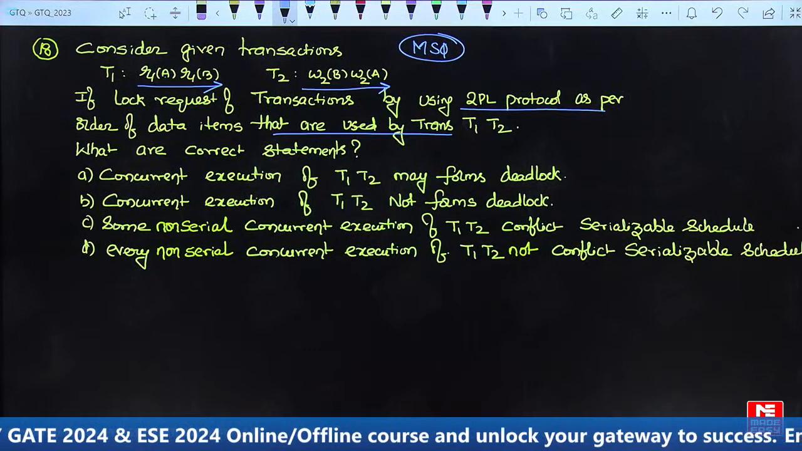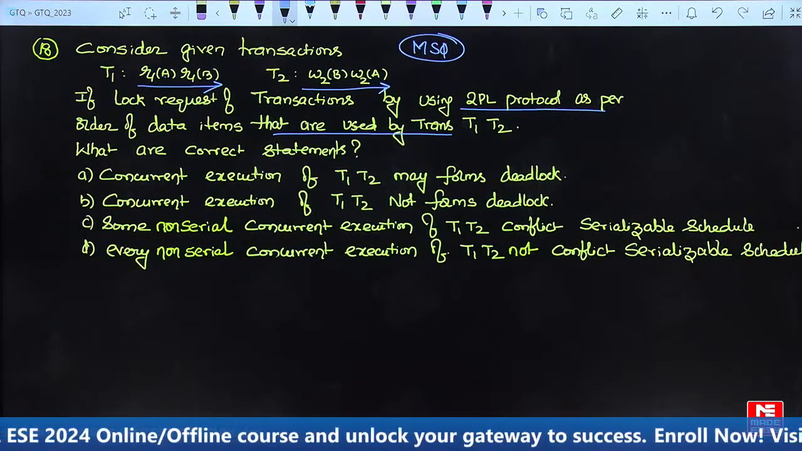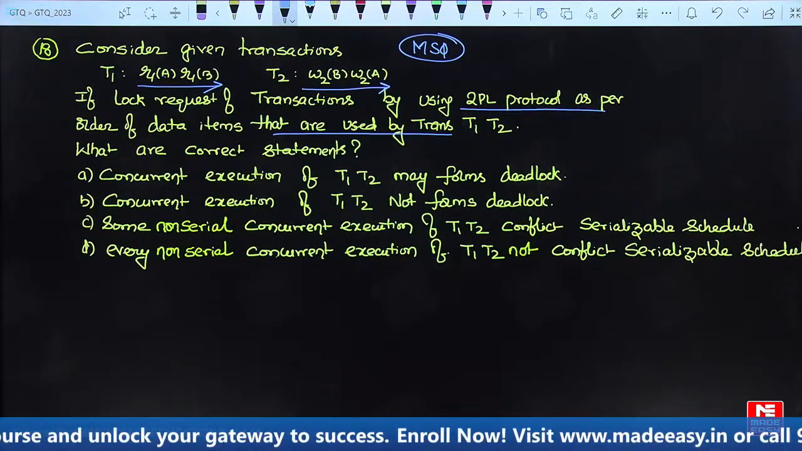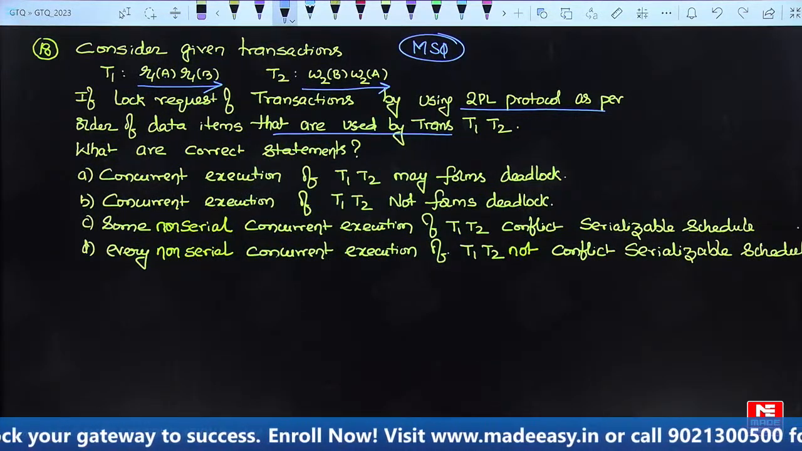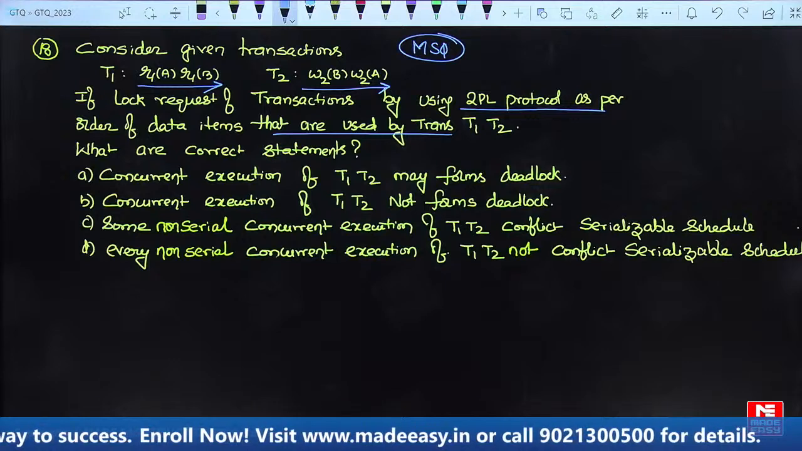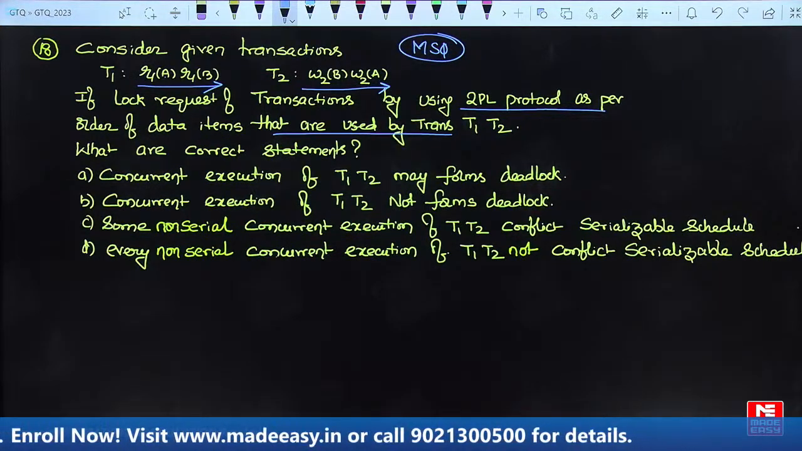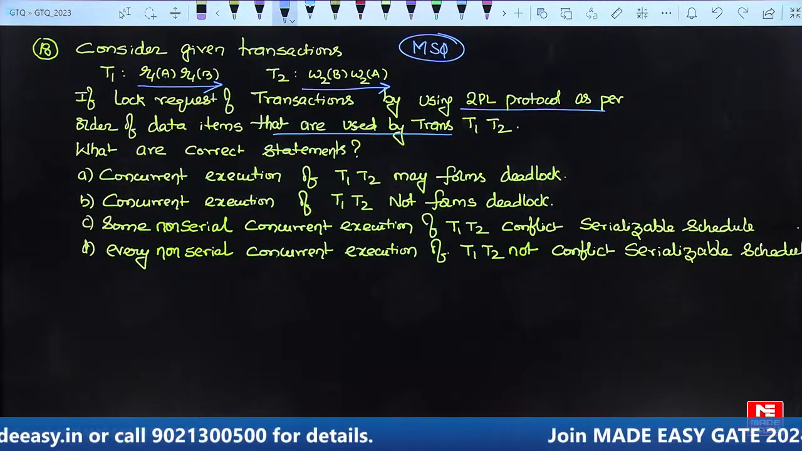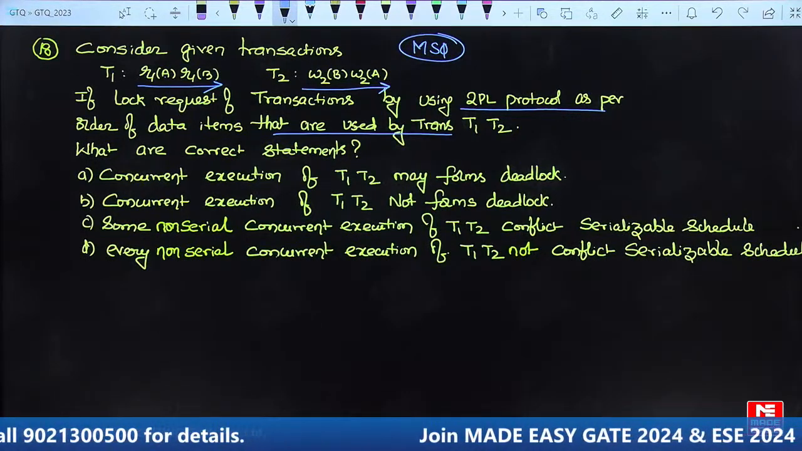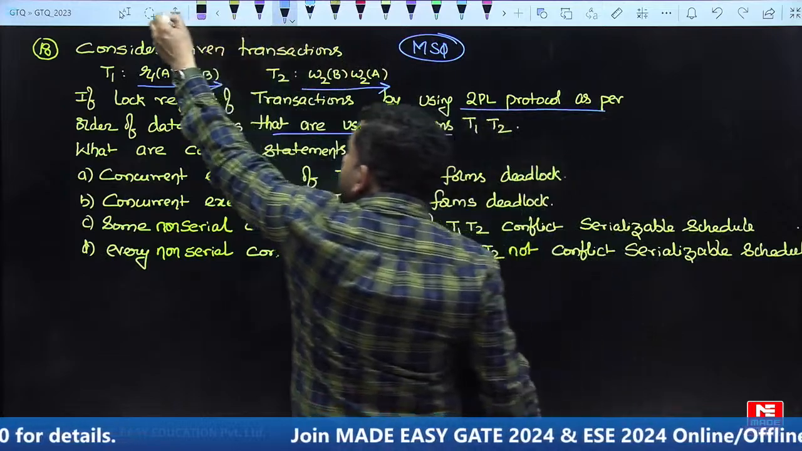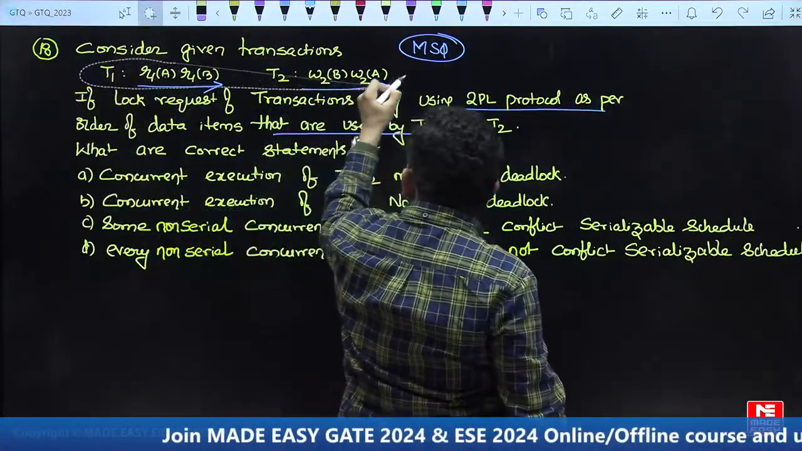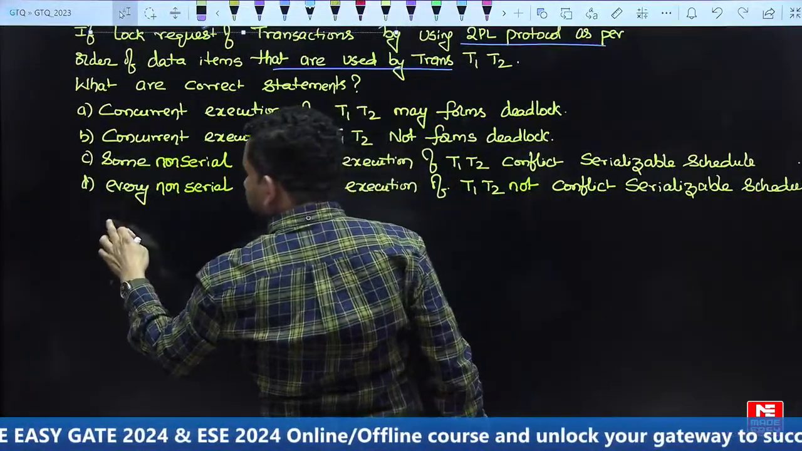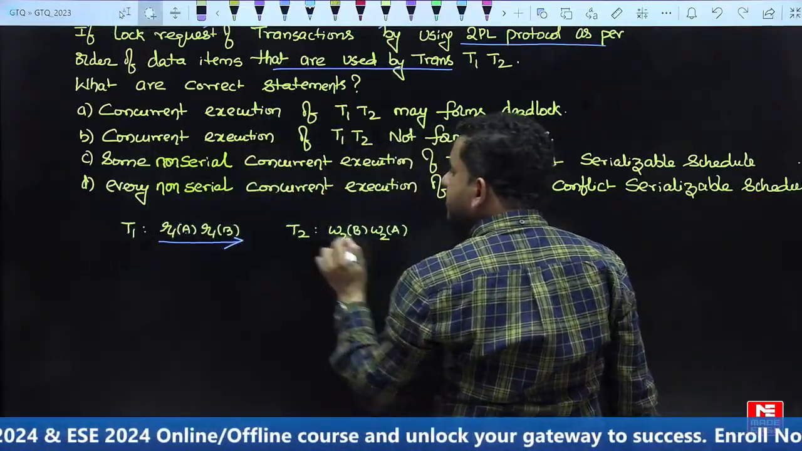Right? Very good, Kundan Kumar. Okay. See here, the transactions are using the data items in different orders.